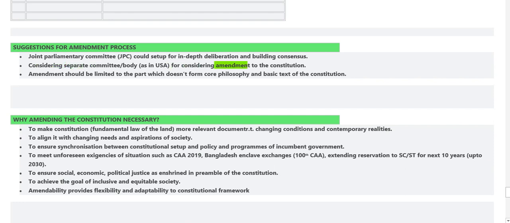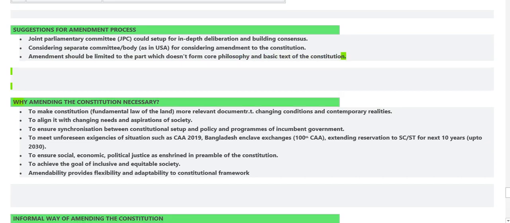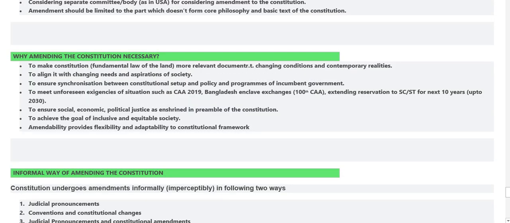Suggestions for amendment process. Joint Parliamentary Committee, JPC, could be set up for in-depth deliberation and building consensus. Considering a separate committee, body, as in USA, for considering amendment to the Constitution. Amendment should be limited to the part which doesn't form core philosophy and basic text of the Constitution.